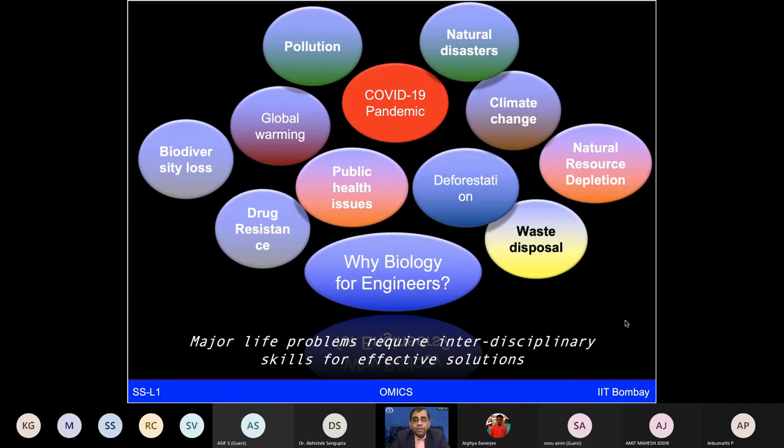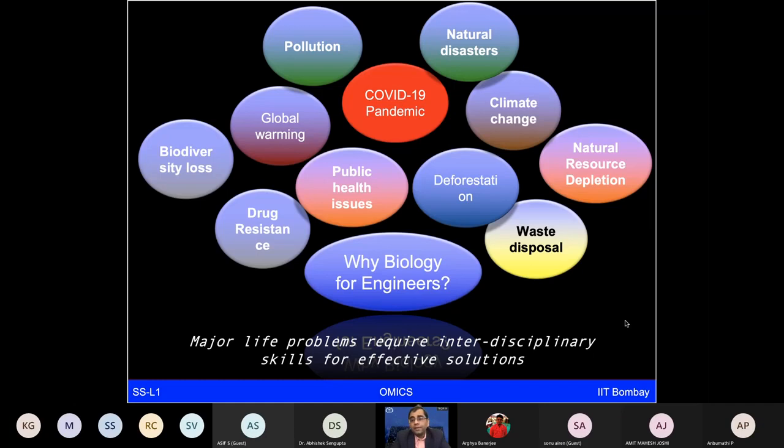Like in the COVID-19 case, on one hand, you need the clinicians and biologists to understand the pathogen. On the other hand, you need the ventilators, you need devices, you need the tracking system. So you need engineers and you need the data tracking system. All of these skills together are somehow able to control and contribute something to combat this pandemic, right?